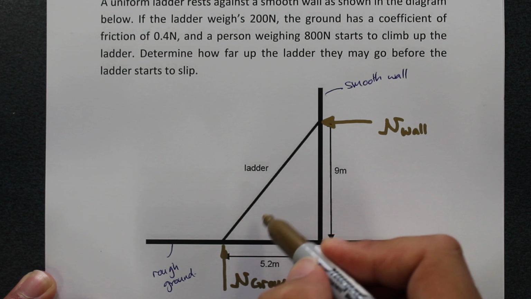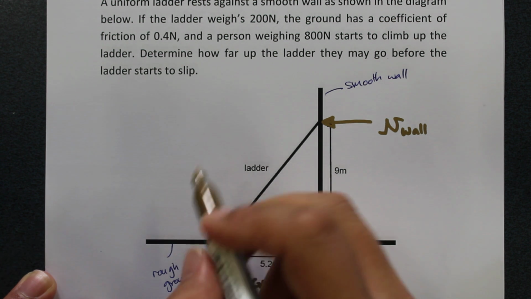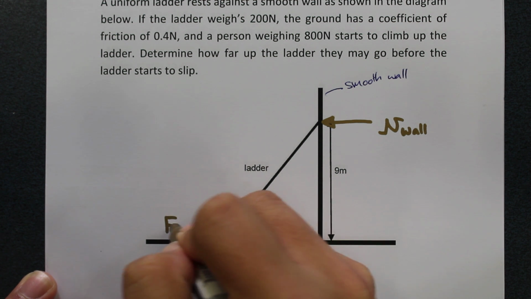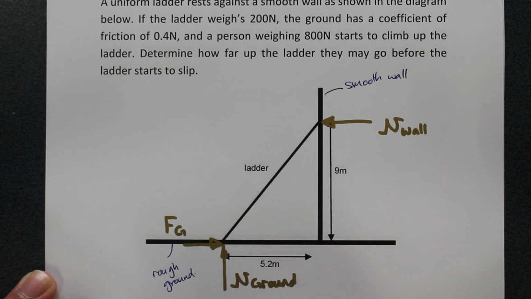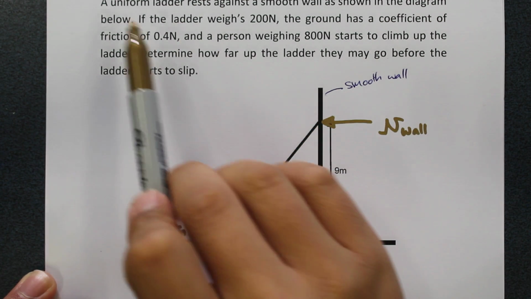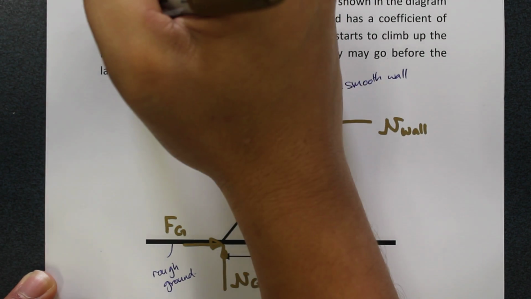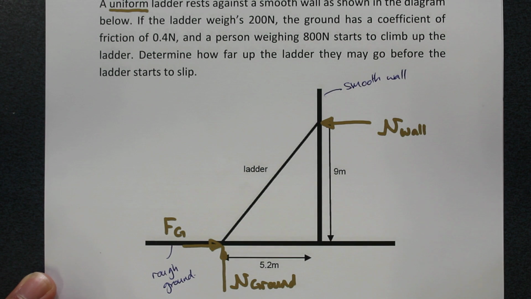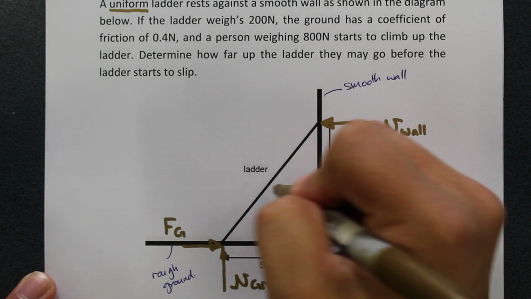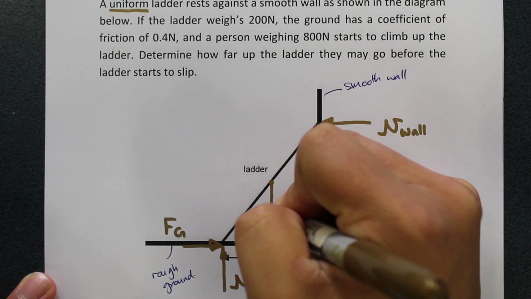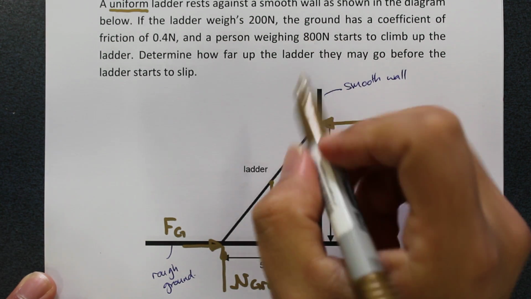The ladder will tend to slide towards the left, so there will be a reaction friction force going this way, F ground, you can call it FG if we want. Because the ladder is uniform, there is going to be a load in the center of the ladder. That will act down, and it will be 200 newtons.